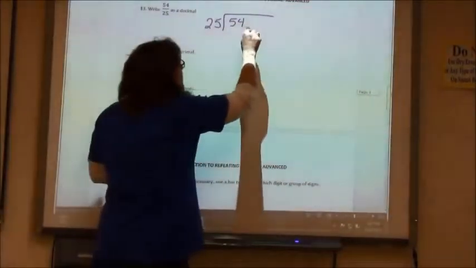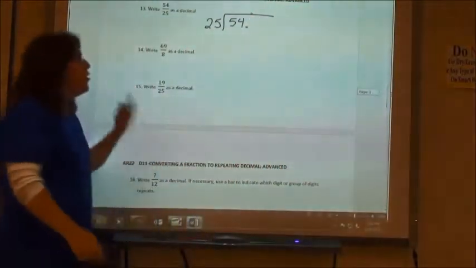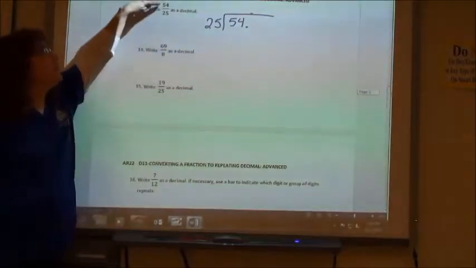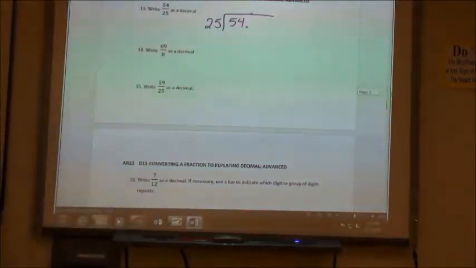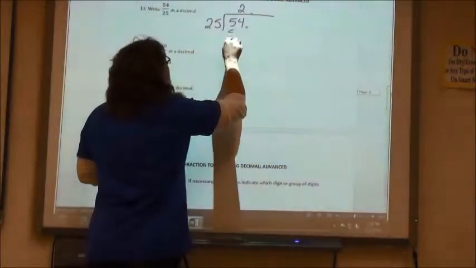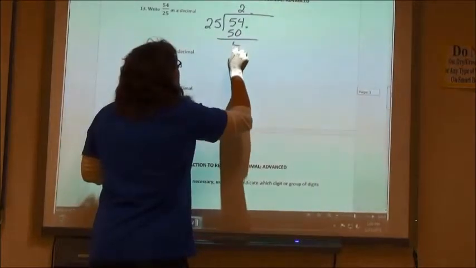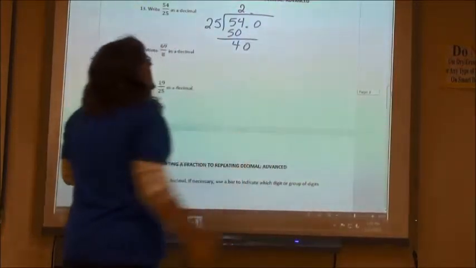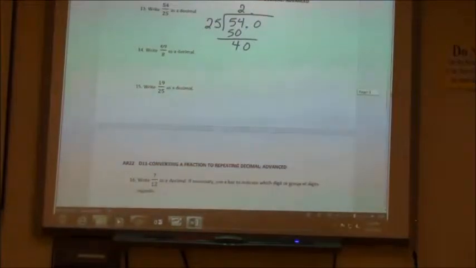So that means our decimal's right behind the 54. We know there's going to be a number in front of the decimal because 54 is bigger than 25, right? 25 goes into 54 two times. 2 times 25 is 50. I bring down my 4 and then I add that 0 and bring it down and take 25 into 40.